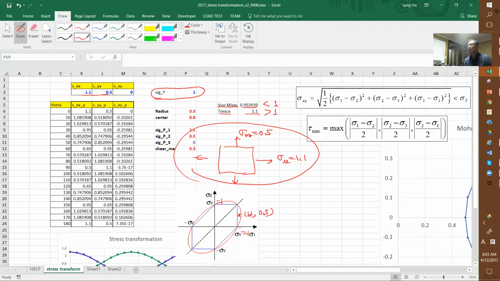So as you can see, Mises says it is inside of the envelope, that's why it's less than 1. So, well, it's okay, safe. But Tresca theory says this stress point is outside of this region, so its value is 1.1, bigger than 1. So, oh, it's not okay. So depending on the theory, one says okay, the other one says not okay. Sometimes there is some little contradiction, so we need to be careful at this point. But it's up to a designer which one you need to use.